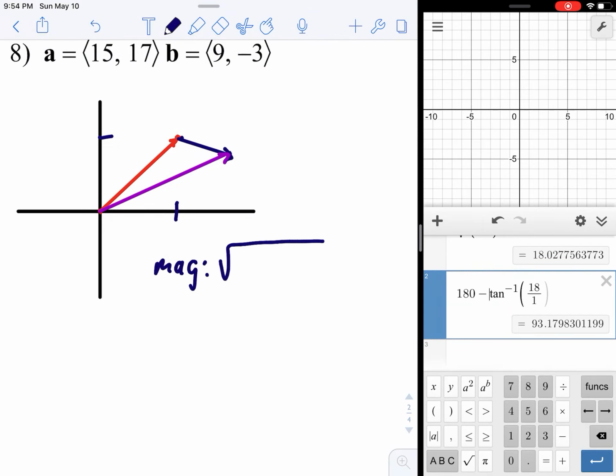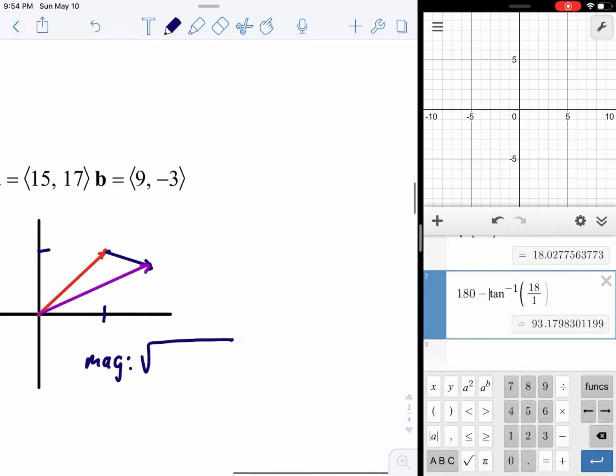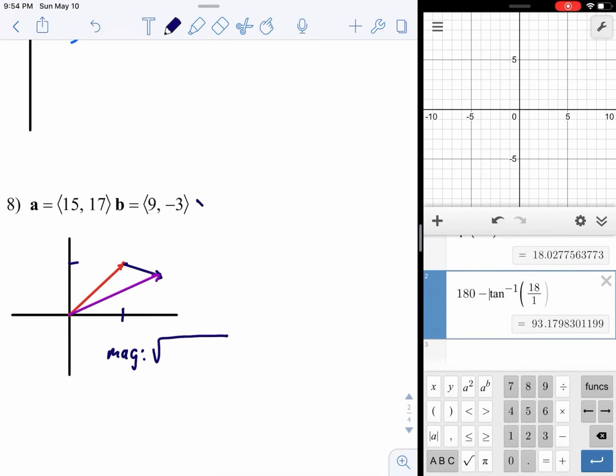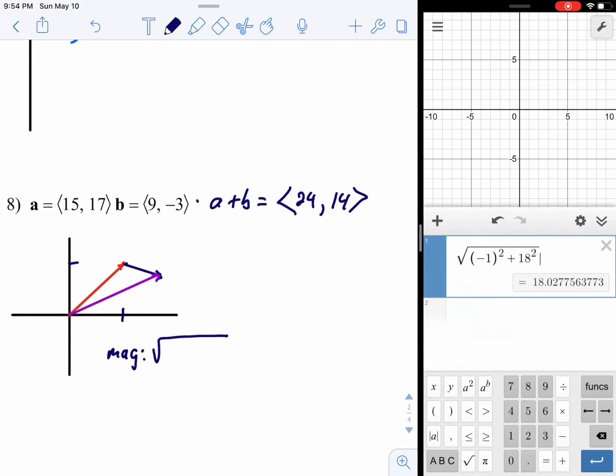So it's the square root of, oh, well, look what I didn't do here. A plus B. 15 plus 9 is 24. 17 plus negative 3 is 14. Is that right? 24. Okay. Let me do my Pythagorean theorem. Square root 24 squared plus 14 squared. 27.78.